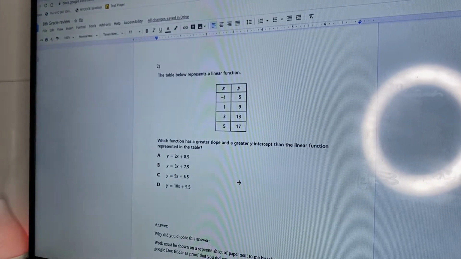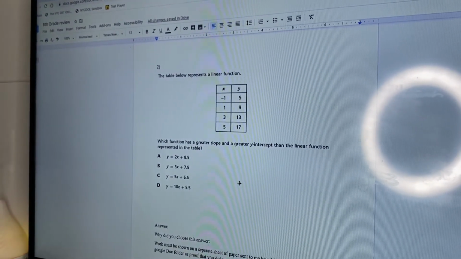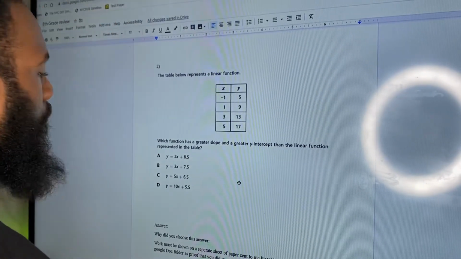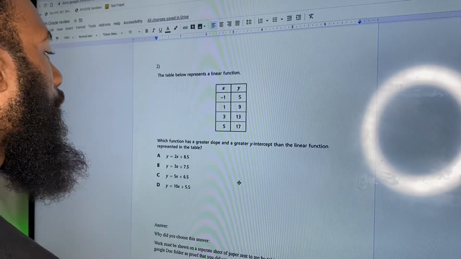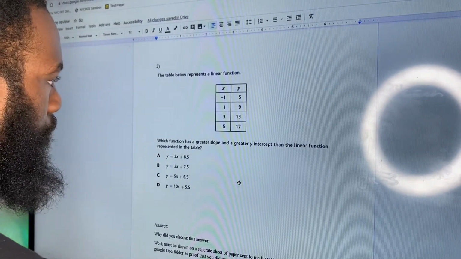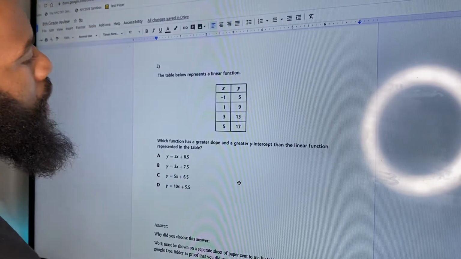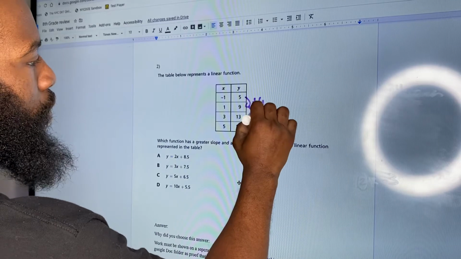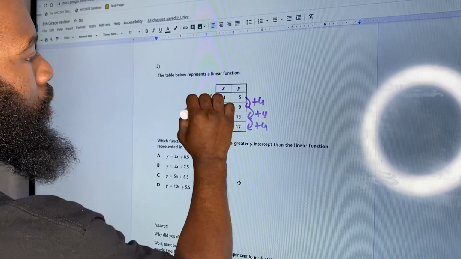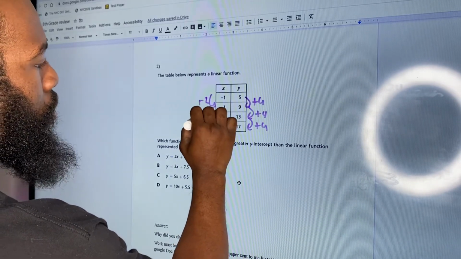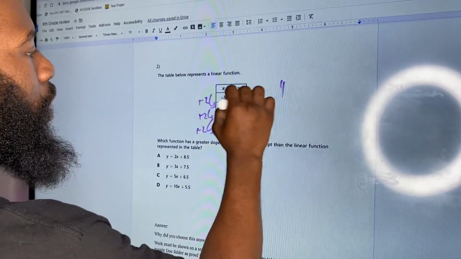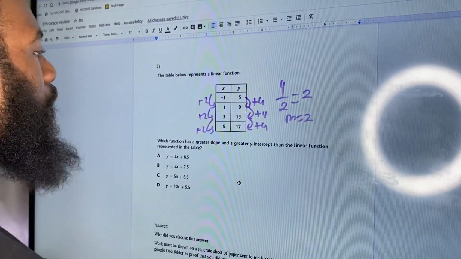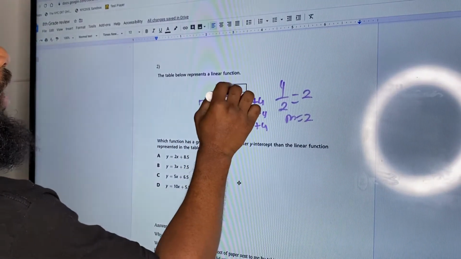Okay, the table below represents a linear function. Which function has a greater slope and a greater y-intercept than the linear function represented in the table? So here we have to find this equation. We got plus 4, plus 4, plus 4, plus 2, plus 2, plus 2. Our rise is 4, our run is 2, equals 2. So our m equals 2. And then we don't have the y-intercept because there's no value of y when x is 0.